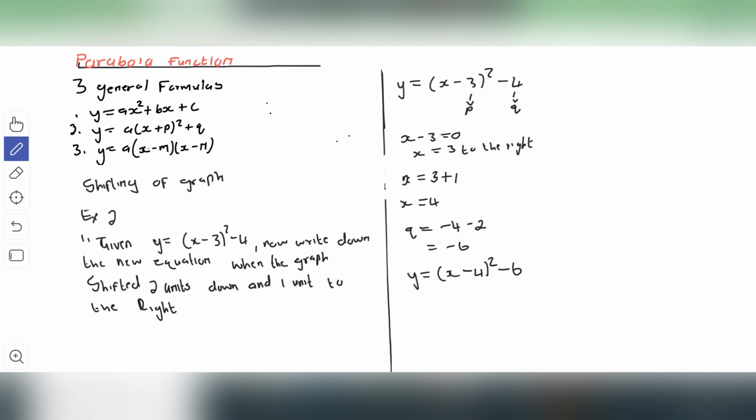That's how we do the shifting of the graph. That's how we describe them. That's how we write the new equation whenever we are told that this graph has shifted 2 units downwards or 2 units to the left.